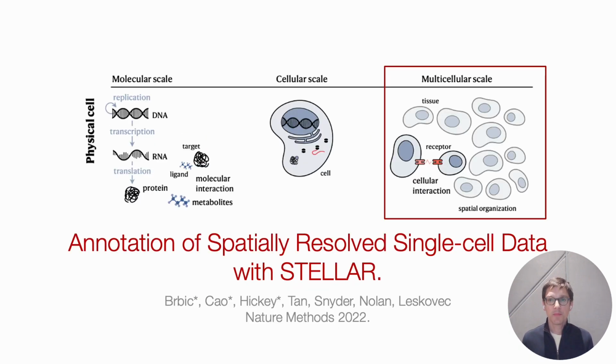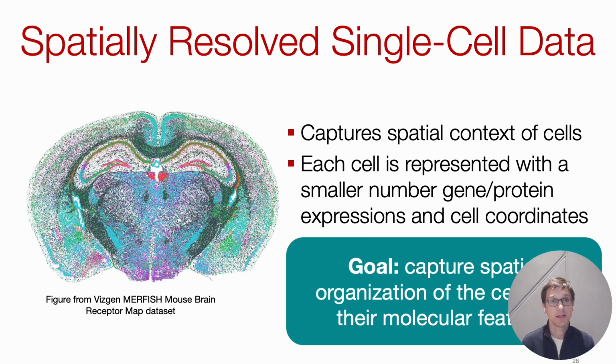And of course, this was an example of a virtual instrument that allows us to give predictions of genetic perturbations on single cells. But now we are going to move to the multicellular scale, where we want to be able to model tissues that are organized as a spatially organized collection of cells. And the paper I'm going to mention here is a method called Stellar that allows us to do cell type annotation of spatially resolved single cell data.